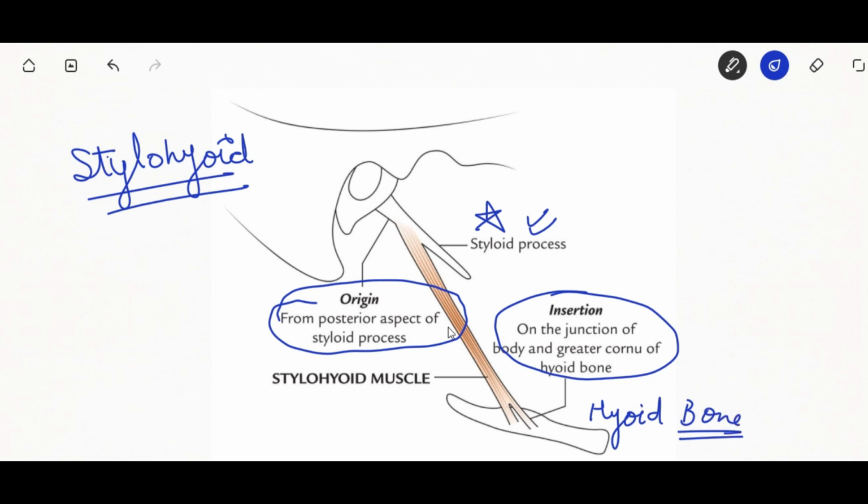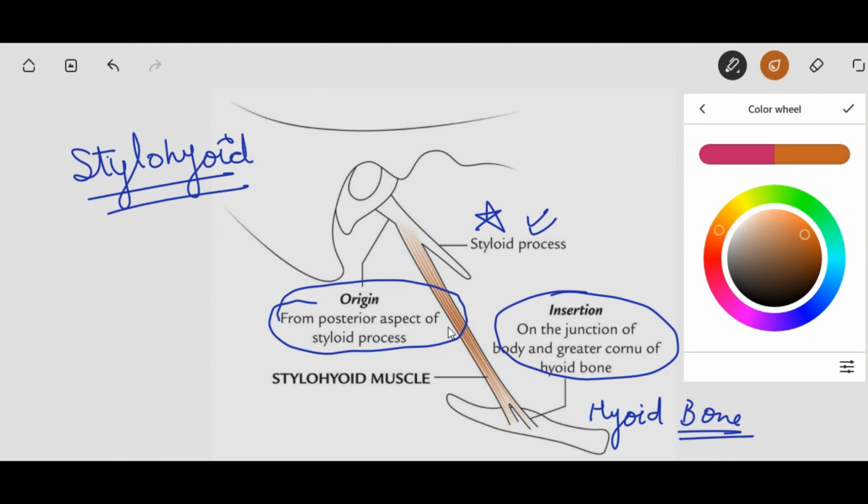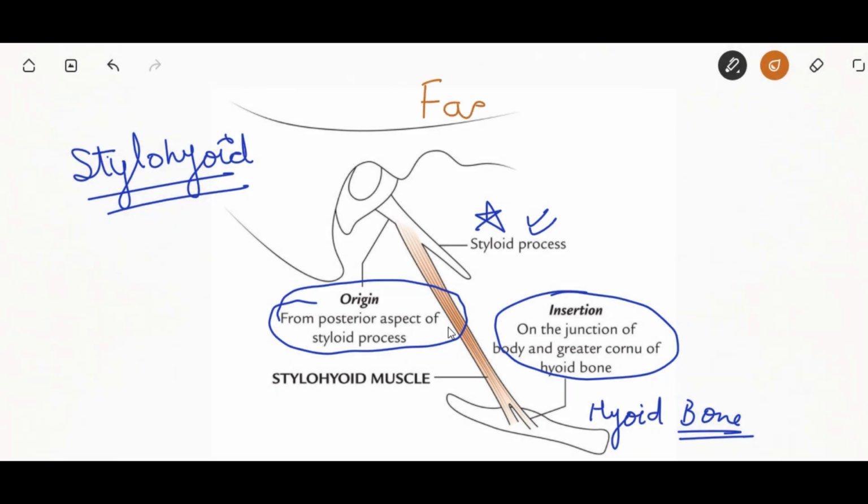The nerve supply of stylohyoid muscle is the facial nerve. The action of stylohyoid muscle is that it pulls the hyoid bone upward and backward. With other hyoid muscles, it fixes the hyoid bone.